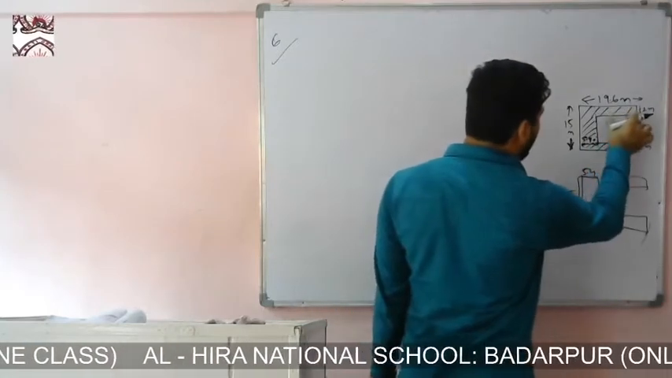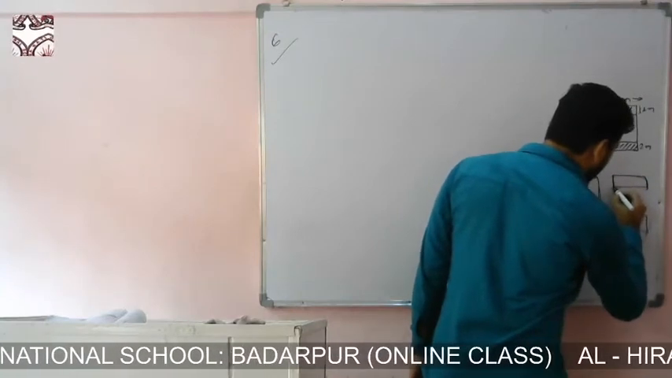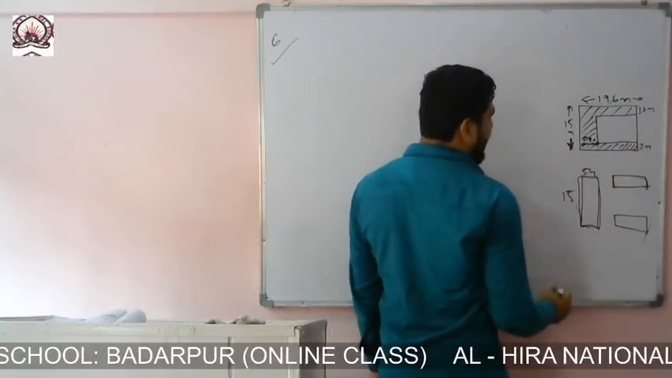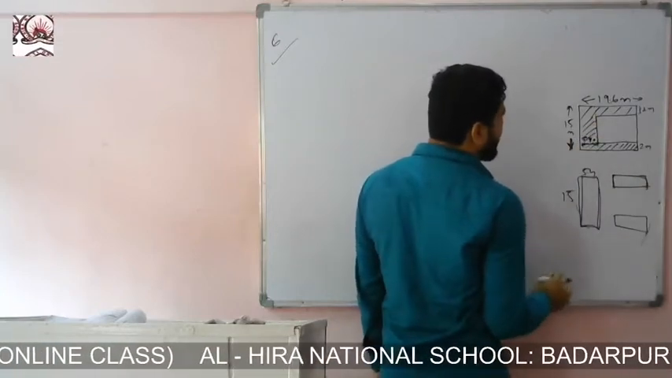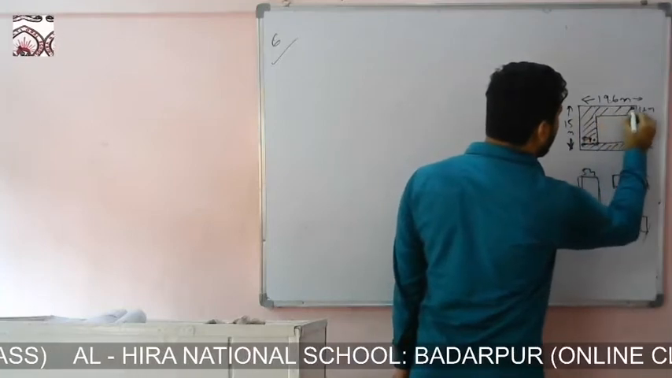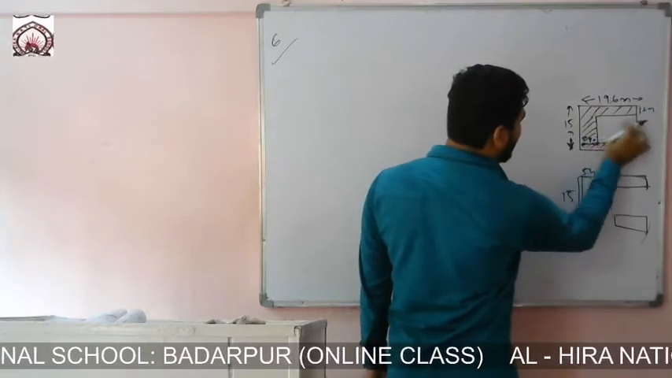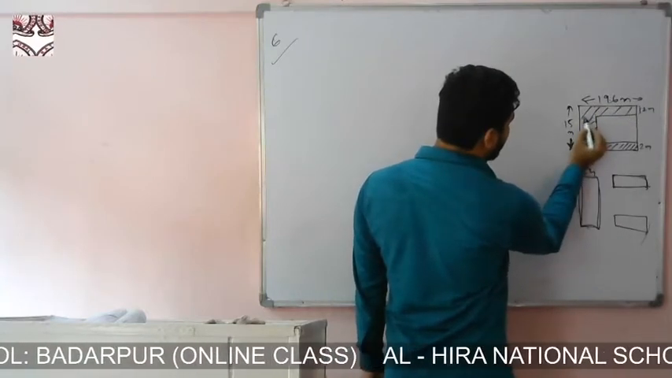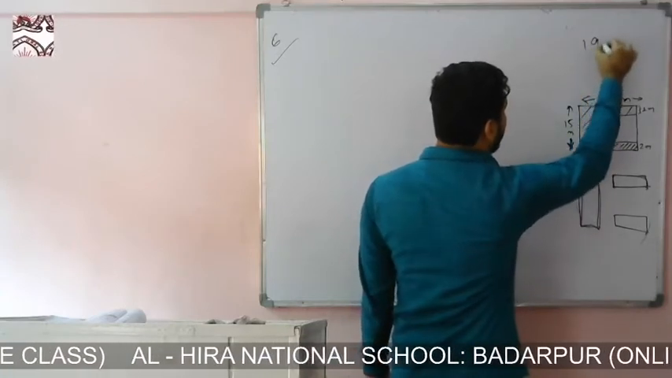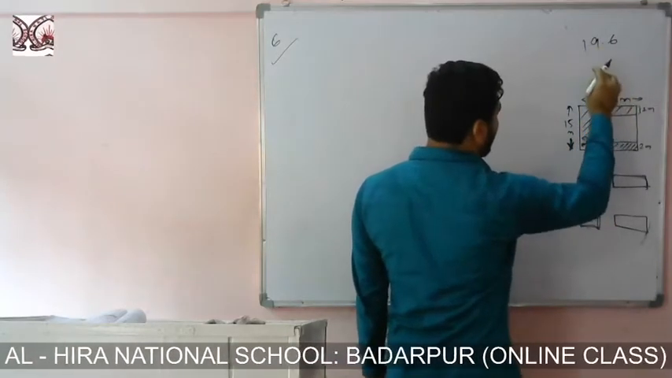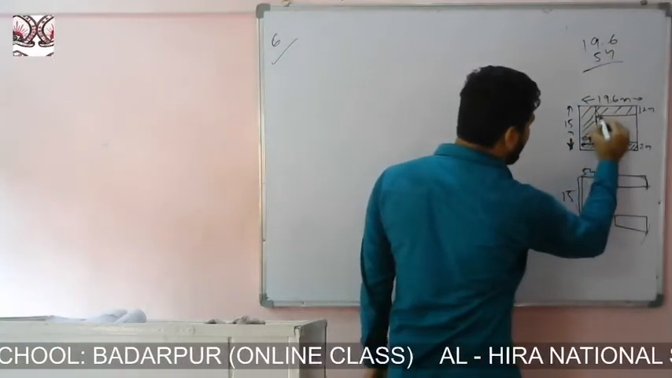Now you check for this rectangle. You have to find the length of this rectangle. To find the length of this rectangle, we have to subtract 5.4, because the total length of this portion is 19.6, and if I subtract the measurement of this portion, 5.4, from 19.6, then I'll get only this portion.